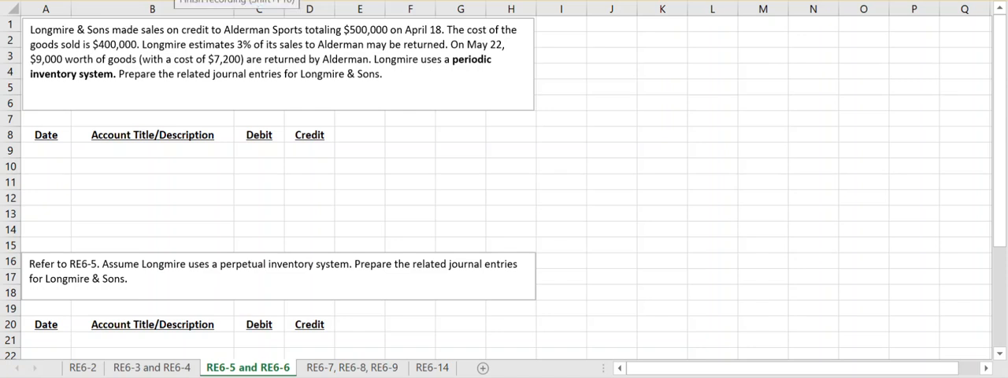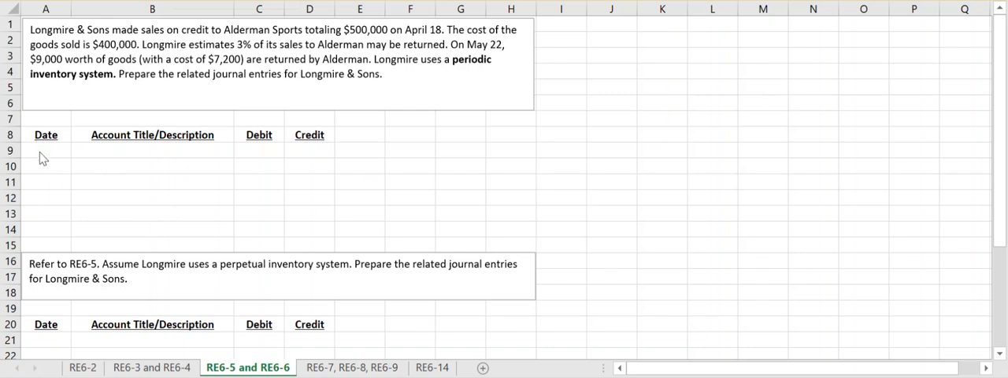In this example video, we are going to review exercises 6.5 and review exercise 6.6. We're going to look at the difference of how we record our journal entries under the periodic inventory system and the perpetual inventory system. So in review exercise 6.5, we're focused on the periodic inventory system.